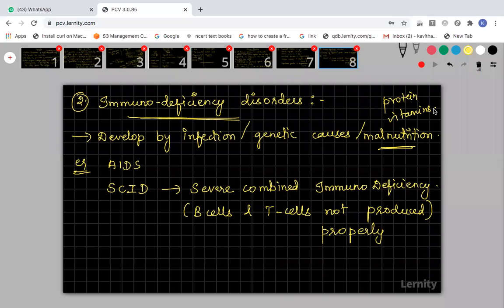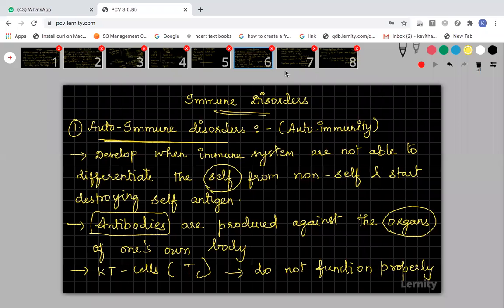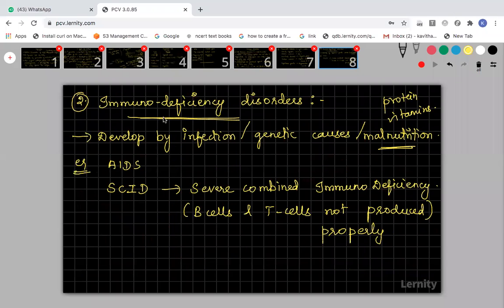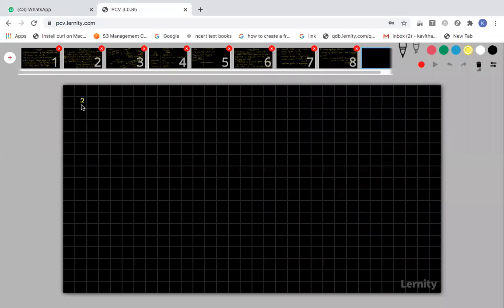Okay. And now one more immune disorder we are going to discuss, the last one, the third category, is allergy. The first one we discussed is autoimmune disorders, for which I gave you some examples. The second is immunodeficiency disorders. Now the third one we are going to see is allergic disorders. Allergy is also one type of immune disorder.